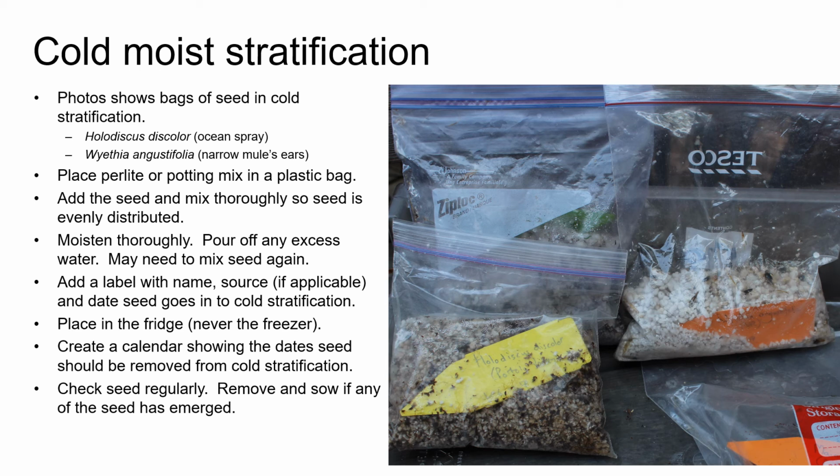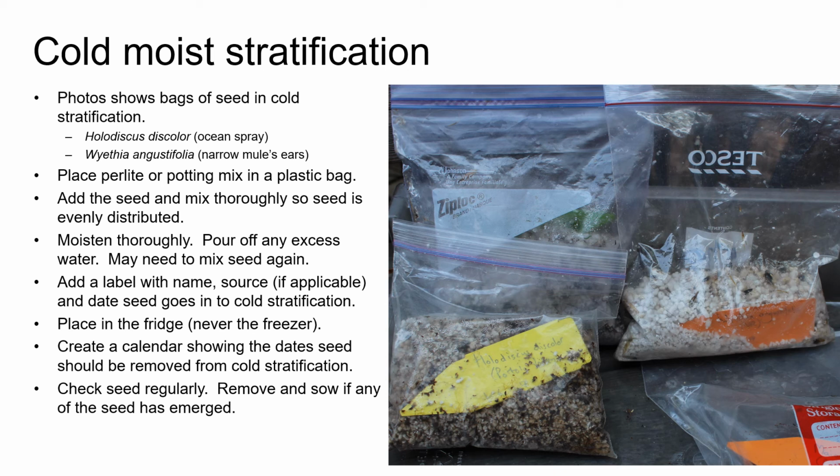Add a label to the bag with the name of the plant, the source if applicable, and the date that the seed is going into cold stratification. And then place the seed in the fridge. Never put it in the freezer. Create for yourself a calendar that shows the dates seed should be removed from cold stratification so that you remember when it's supposed to come out. And then check your seed regularly and remove and sow all of the seed in the usual way if any of it starts to emerge, even if the anticipated period of stratification hasn't finished.